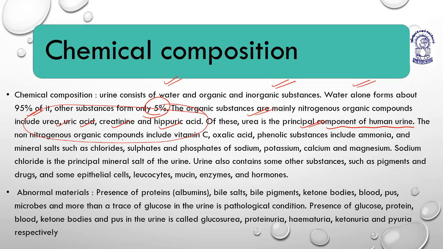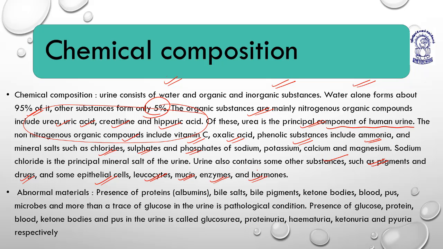The non-nitrogenous organic compounds include vitamin C, oxalic acid, phenolic substances, and ammonia, and mineral salts such as chlorides, sulfates, phosphates of sodium, potassium, calcium, and magnesium. Sodium chloride is the principal mineral salt of urine. Urine also contains some other substances such as pigments, very important, pigments, and drugs, and some epithelial cells, leukocytes, mucin, enzymes, and hormones. This is the chemical composition.